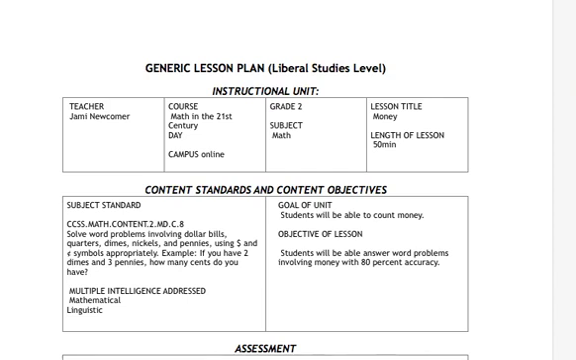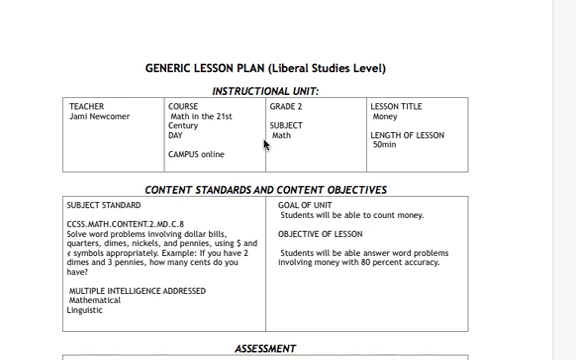Hi, my name is Jamie Newcomer, and this is my lesson plan for the math literature book. The lesson title is Money, and the book that I am using is called Lemonade in Winter.